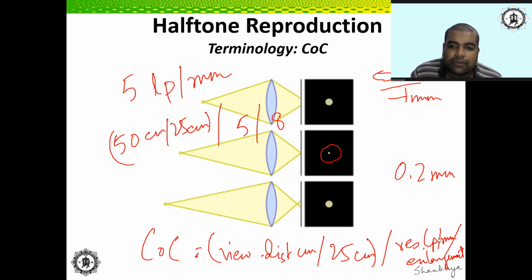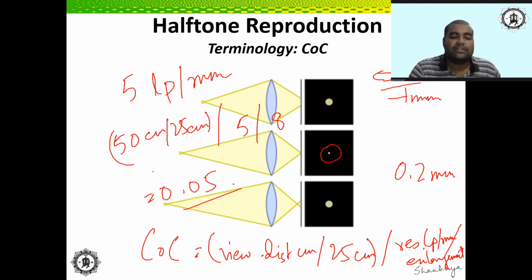As you can see in front of you, if you do this, that is 50 divided by 25 is 2, 2 divided by 5 is 0.4, 0.4 divided by 8 is 0.05. So this will be the value of the circle of confusion.